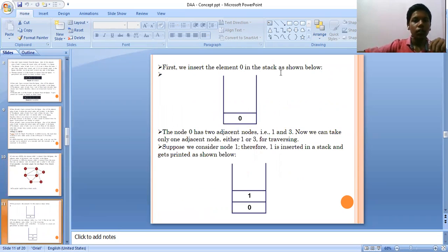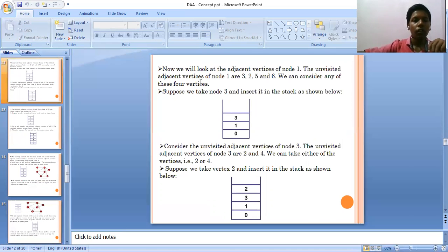First, we insert the element 0 in the stack as shown below because 0 is the root node. The node 0 has two adjacent nodes, that is 1 and 3. Now we can take only one adjacent node, either 1 or 3, for traversing. So suppose we consider node 1, therefore 1 is inserted in the stack and gets printed as shown below. Now we will look at the adjacent vertices of node 1. The unvisited adjacent vertices of node 1 are 3, 2, 5, and 6. We can consider any of these four vertices. Suppose we take node 3 and insert it in the stack as shown below.